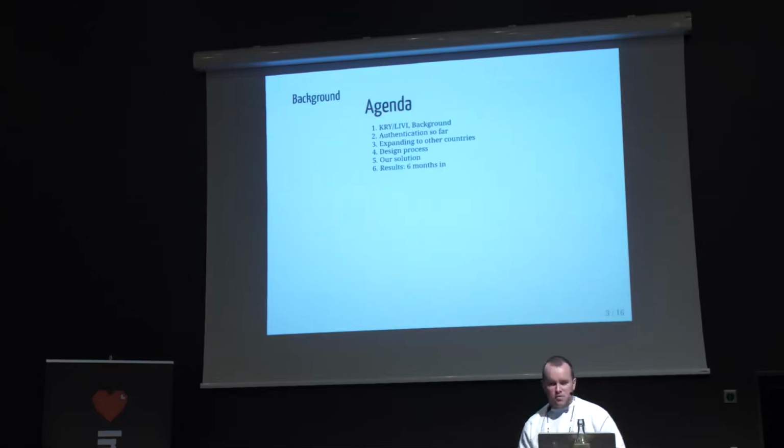So this is what I'm going to talk a little bit about. First, I'm going to give you a little bit of background about our company, so you understand the context and what the challenge is here, and also explain a little bit how we've been doing authentication in Sweden and Norway. And then how this led up to the challenges and the process when expanding to other markets such as France and the UK, and talk a little bit about that process, what constraints we have, and the solution we came up with, and then a little bit about how well that has worked for the 6 months it has been in production.